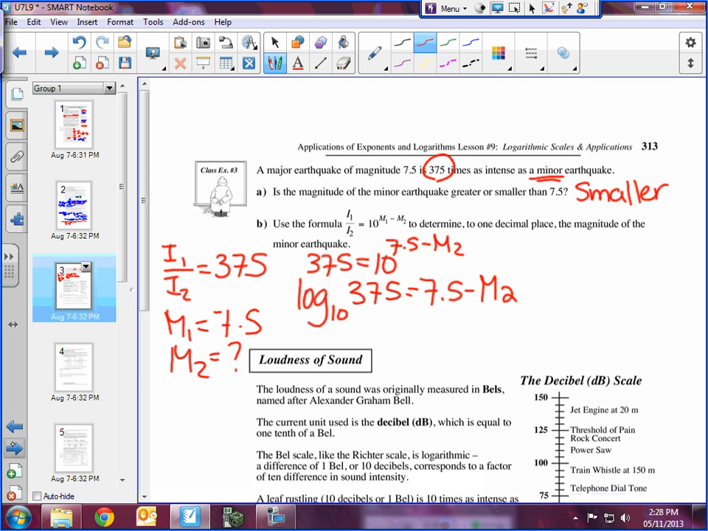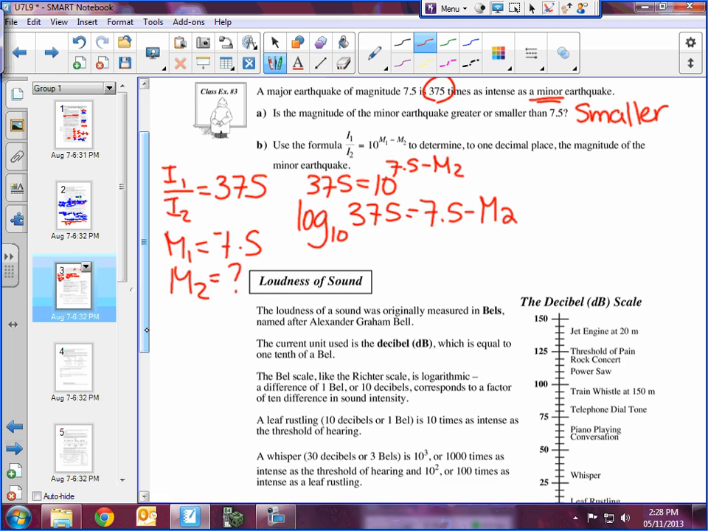Okay, so how would I solve for this? Isolate M2. Am I dividing? Always do the opposite operation. So if it's in front, it's positive, so let's just subtract. So I have log. Do I have to write base 10 if it's log? No. So you just go log of 375 minus 7.5 equals a negative M2. Okay, so don't forget to carry down this negative.